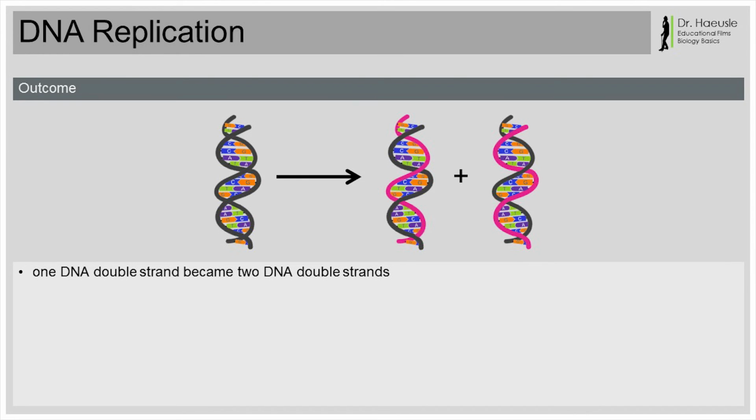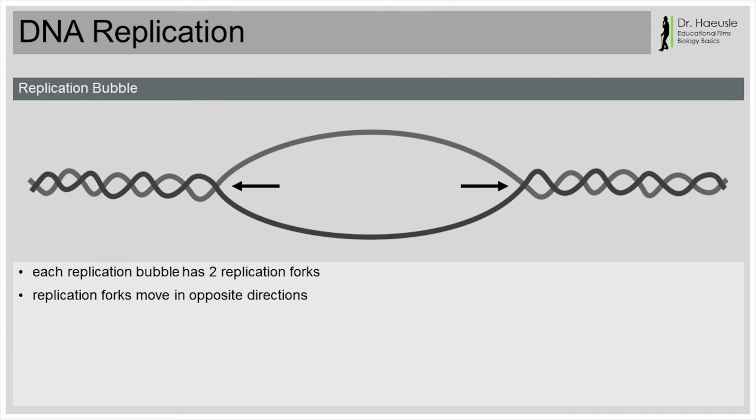In the beginning, you said that each replication bubble has 2 replication forks. Do the mechanisms of DNA replication happen at both replication forks? Yes, the same procedures happen at both replication forks. But the replication forks move in opposite directions. We have explained the procedure in a very simplified way and left out some details. In reality, the processes all happen at the same time.